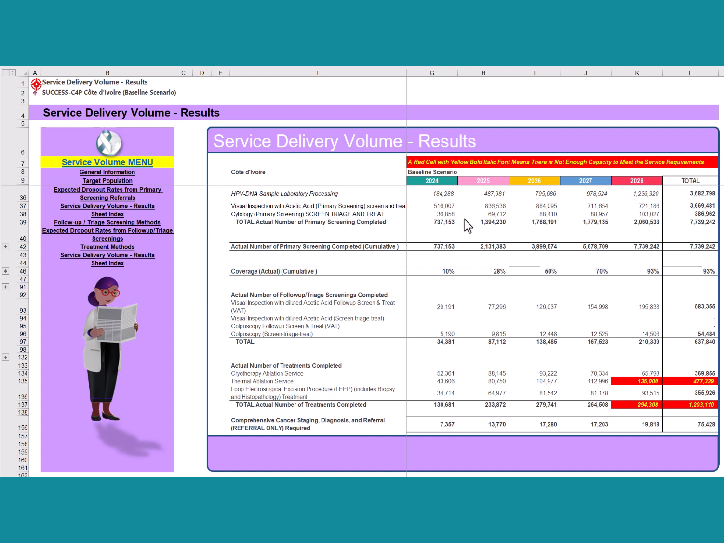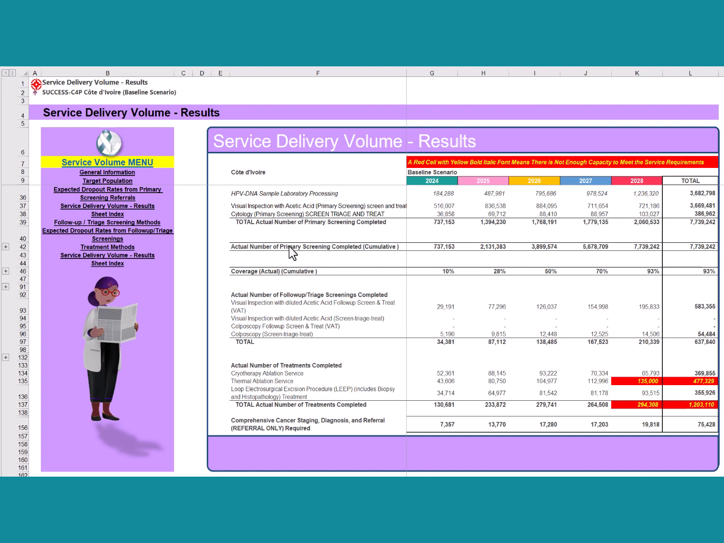The numbers that you're getting here come from a number of different sources. First of all, it considers what your target population is. Secondly, it considers what your screening goals are. And third, it considers whether or not you have the capacity to meet the service requirements. If you do not have the capacity to meet the service requirements, then you will get a big red cell, like you'll see down here, with yellow bold italic fonts.